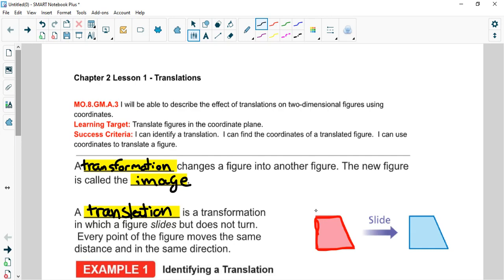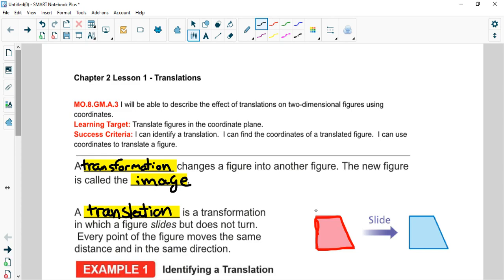Unit 5 is going to cover transformations on the coordinate plane. Our first lesson, Chapter 2, Lesson 1, is on translations. Our standard is Missouri.8.gm.8.3, where I will be able to describe the effects of translations on two-dimensional figures using coordinates. Our learning target is to translate figures in the coordinate plane.